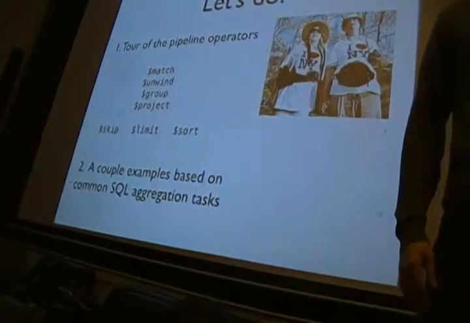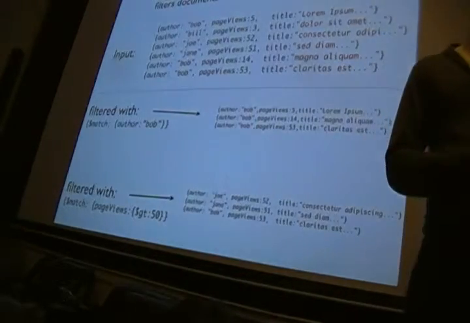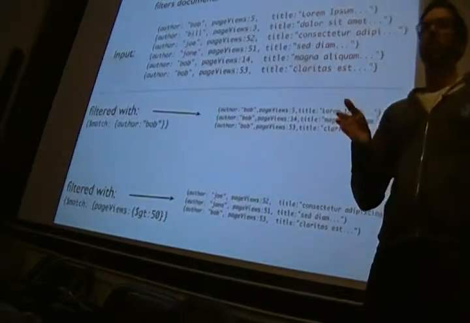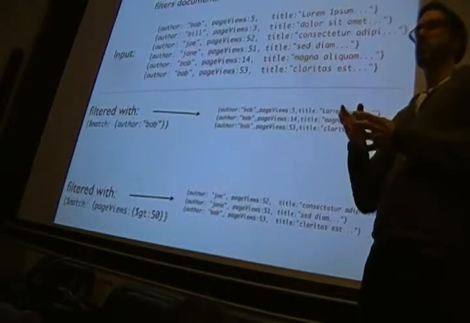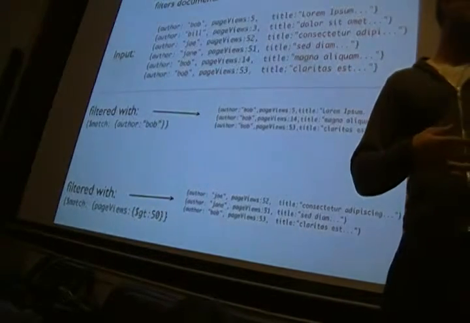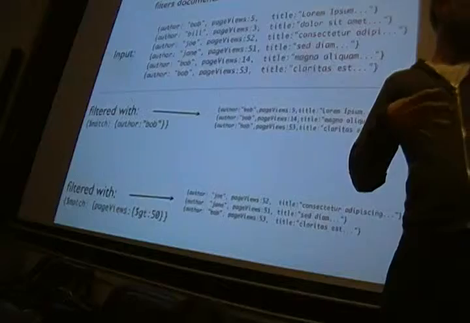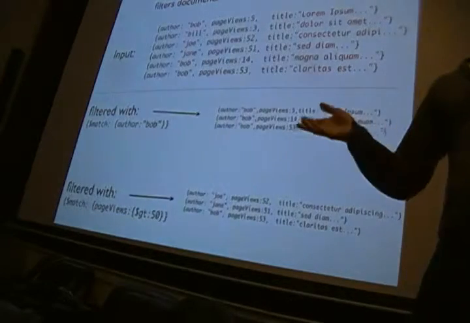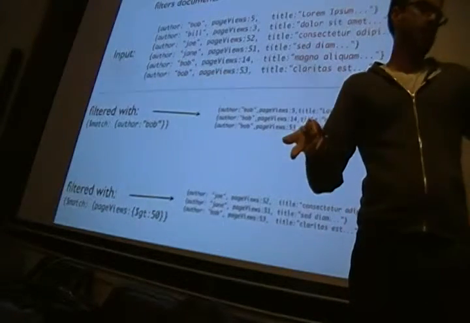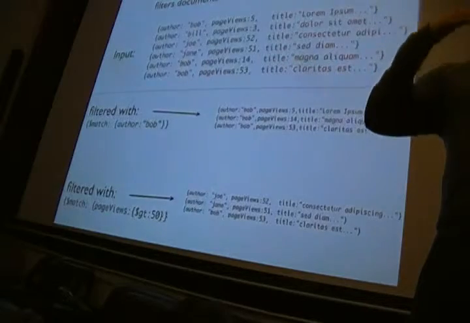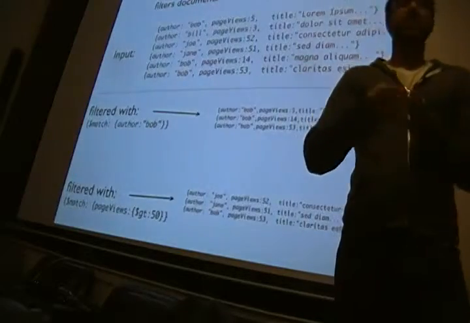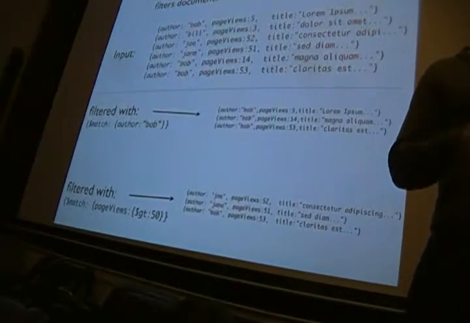The first pipeline operator, which is really important, is $match. $match basically takes your input and filters it based on some constraint. Let's say I have a bunch of documents where each document has an author, a count of page views, and a title. The title has some content. I can give it a filter like $match author equals Bob, and that will restrict every document that comes in to be a document that has author Bob. So the next step of the pipeline will only see documents that match that filter.